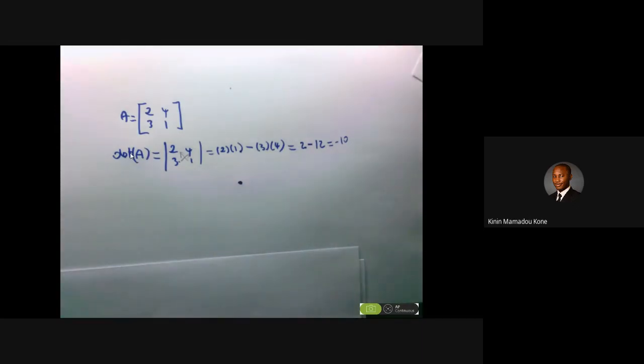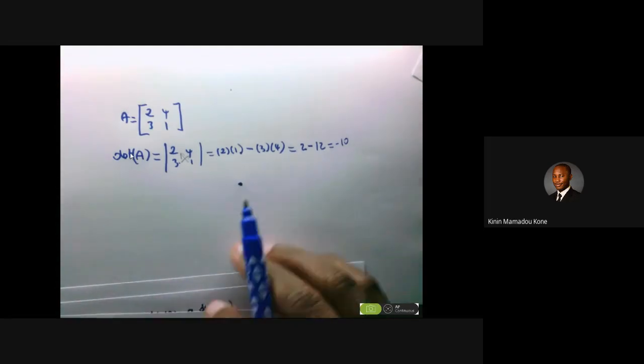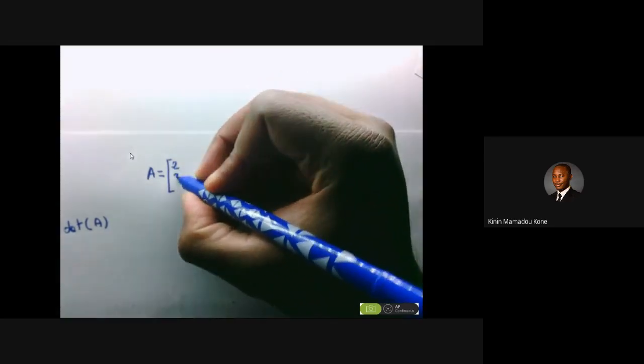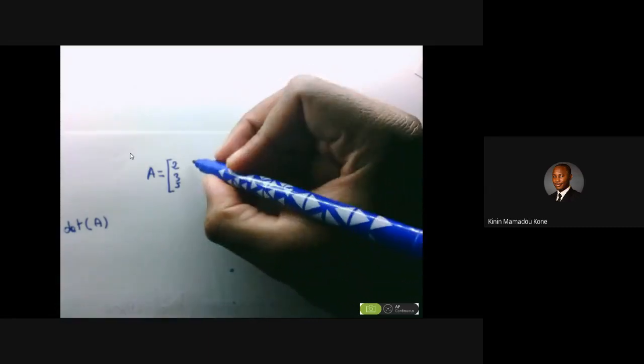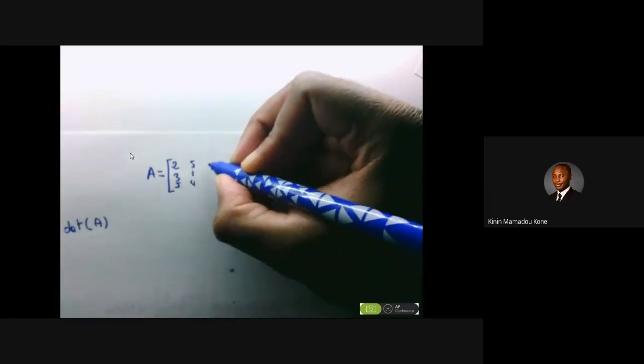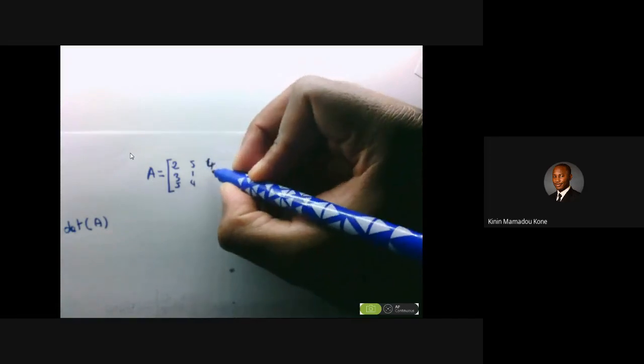What if you were given a 3 by 3 case? Let's move on to the 3 by 3 case. So, the determinant of a matrix A, and that matrix A is as follows: 2, 3, 5, 5, 1, 4, 2, no, 4, 2, and then 6. You want to find the determinant of that matrix. You can use the formula that deals with cofactor expansion.